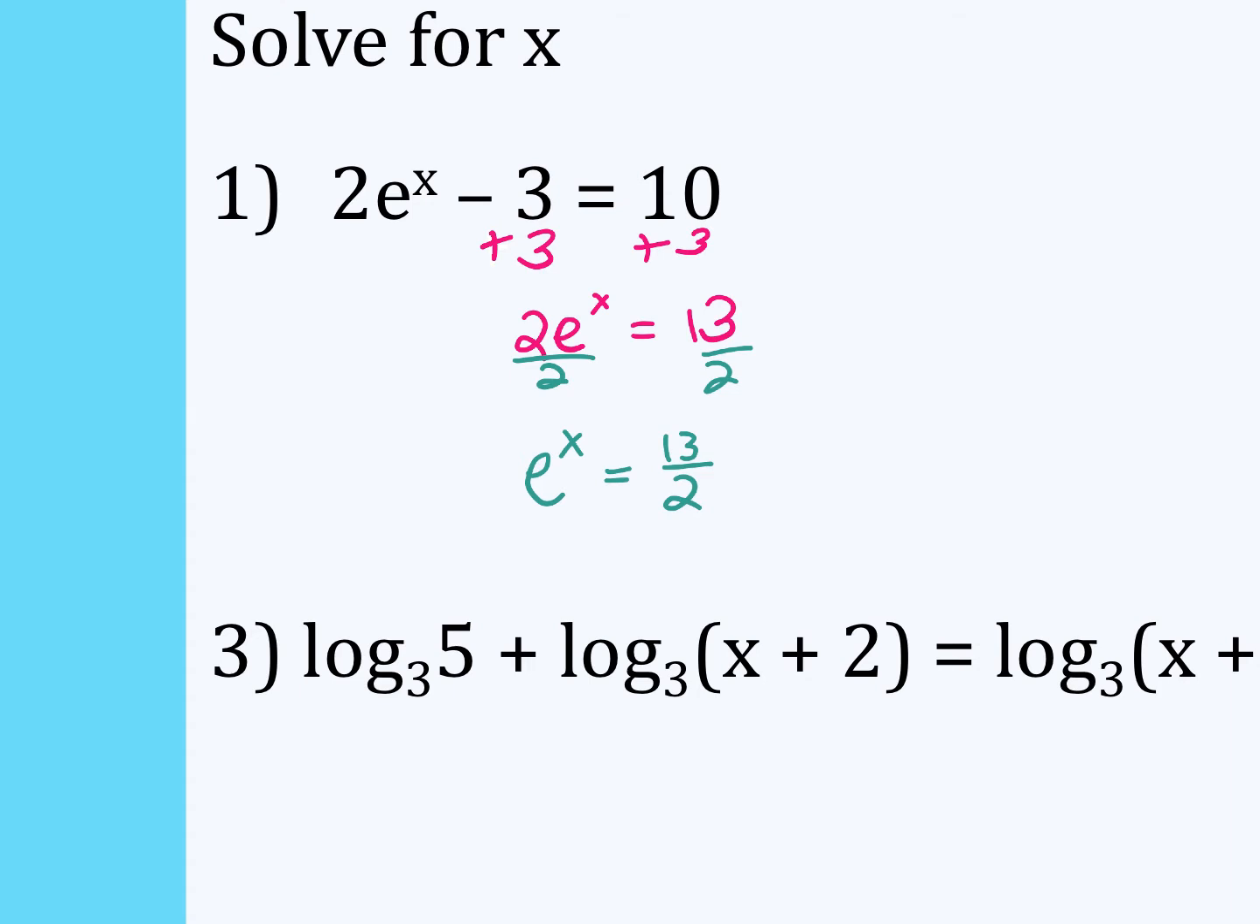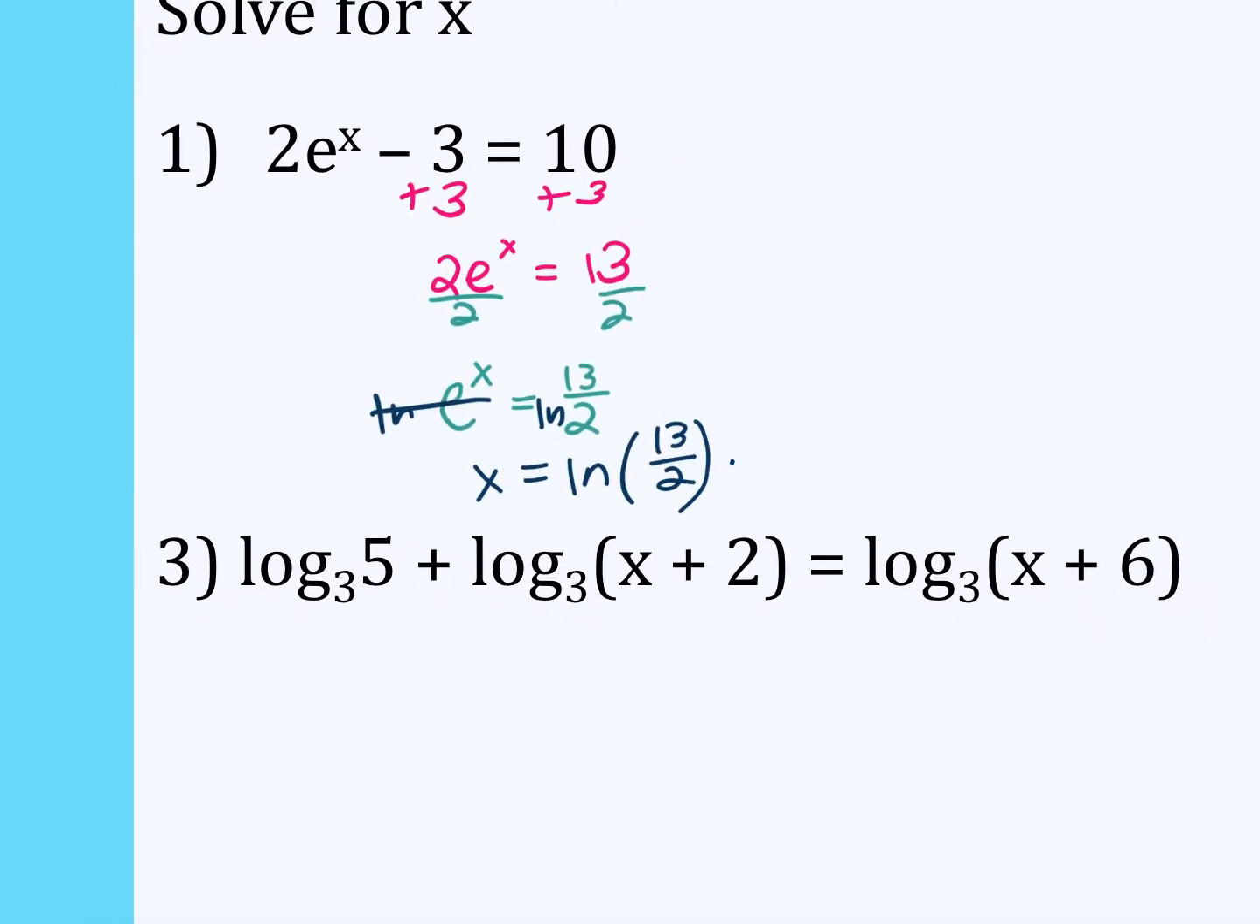You're going to ln both sides of the equation. So ln here and ln here. Ln of e to the x just becomes x. And then without a calculator, that would be my answer. With a calculator, it would be ln of 13 divided by 2. And we're going to round to 3 decimal places on the test.